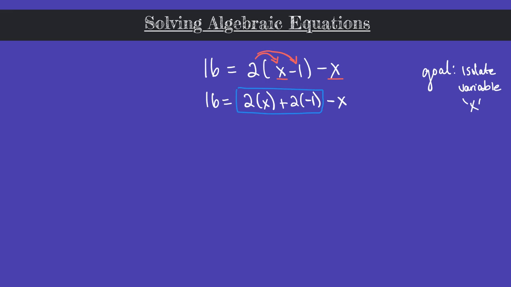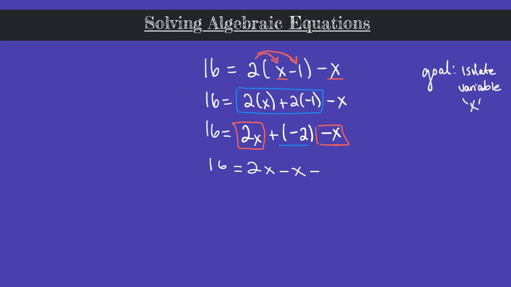Now I'm going to actually apply the multiplication. 16 = 2 times x is simply 2x, plus 2 times negative 1 is actually negative 2, minus x. And what I'm going to do is 2 steps in one. I'm going to go ahead and combine my like terms. The 2x and the negative x I'm going to bring together, and then I'm going to take the negative 2 to the back, or the end, of the equation. So I end up with 16 = 2x - x - 2.